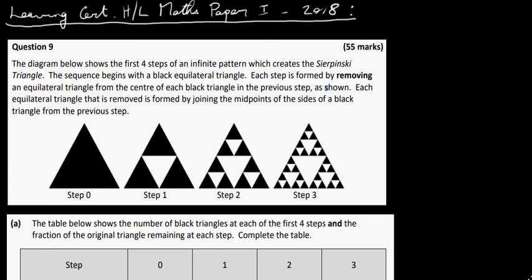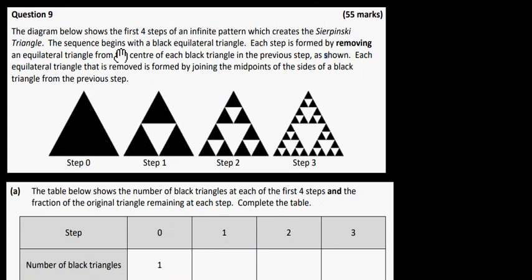Okay, so I'm going to have a look at question 9 in the Leaving Certificate Higher Level Maths Paper 1 for 2018. So we have a diagram here, and it shows the first 4 steps of an infinite pattern which creates the Sierpinski triangle. The sequence begins with a black triangle.